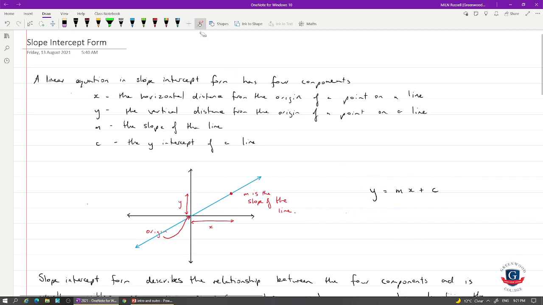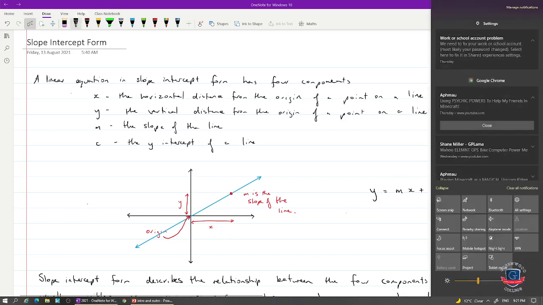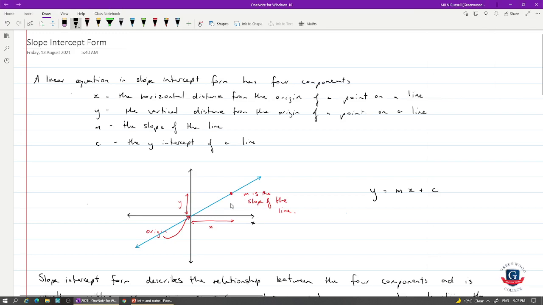We have m, which represents the slope of the line, and we have c, which represents where it crosses the y-axis. So let's make sure we label our axes.